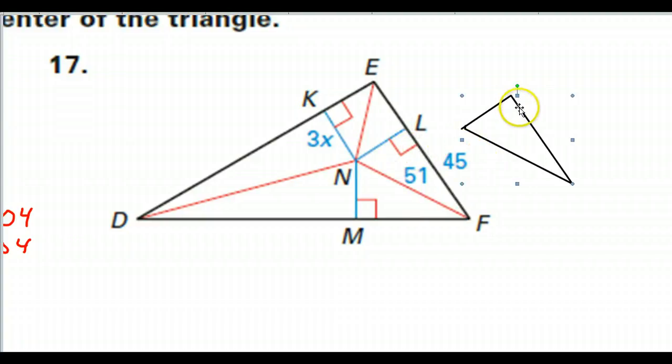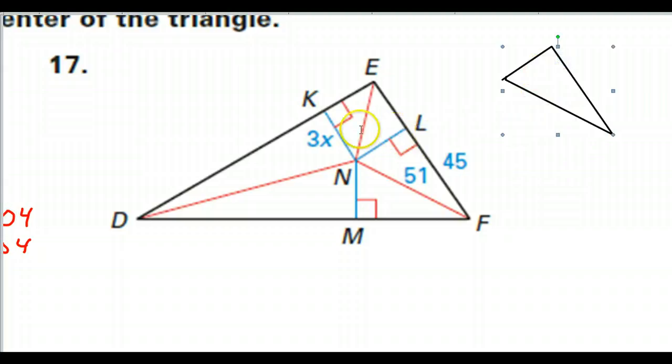I'm going to look at this triangle right here. So again, because this is the incenter, these blue lines here, these distances to the sides should all be the same. So if this distance is 3x, then this distance right here should also be 3x. All these blue lines should be the same for the incenter.